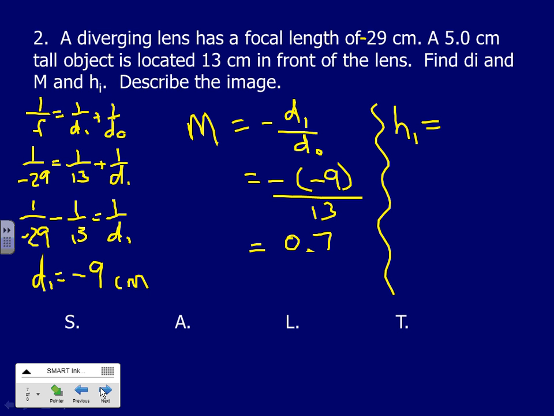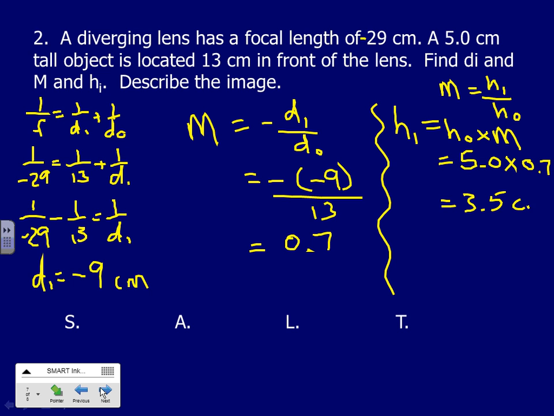Again, HI, you can rearrange the equation. This is M equals HI over HO, right? So what I'm doing is I'm bringing the HO to the other side. HI is equal to HO, the height of the object, times whatever that magnification factor is, okay? So the object was what, 5 times 0.7. What do you get? 3.5? 3.5 centimeters.